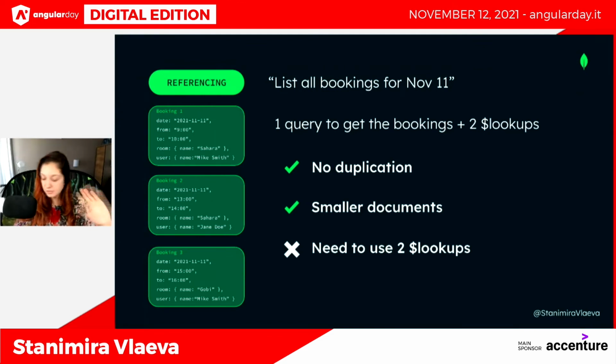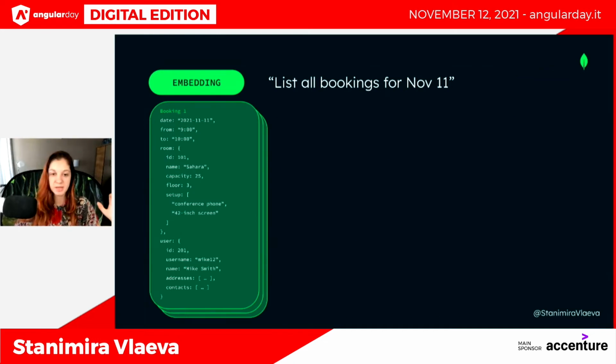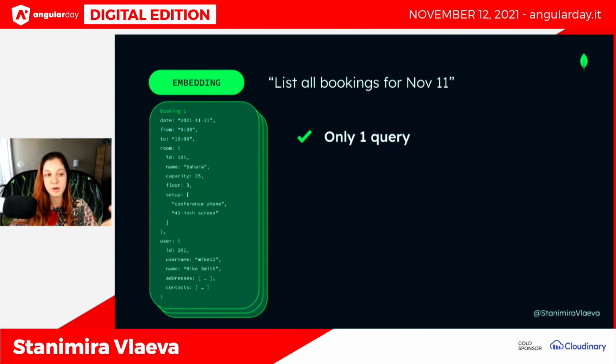And you may say, okay, I know about embedding, let's try to embed it. So instead of having separate documents for rooms and users, we're gonna embed the room inside the booking document and the user document inside the booking document as well. That way, all the information is in one place. We only need just one single query to grab all the bookings, and we have the information about the room and the user that we need.